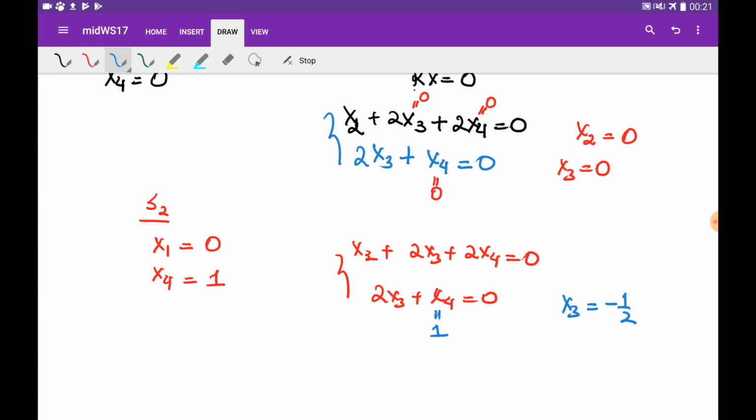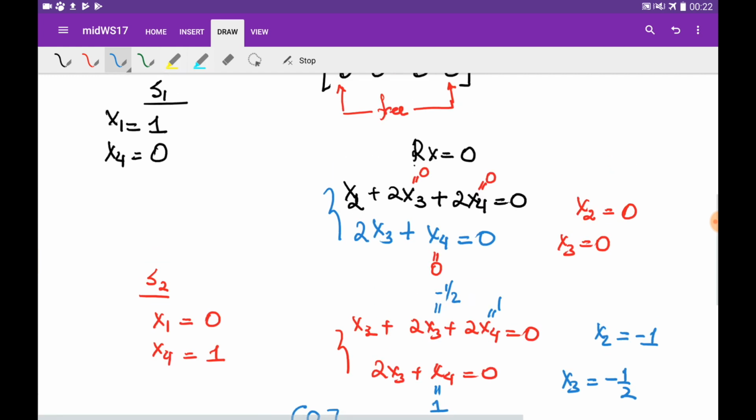Right? So if I substitute here minus 1 over 2, it's going to be minus 1. If I substitute the 1 here, we can obtain that x2 should be equal to minus 1 plus 2, it's plus 1, minus 1 actually. So if I substitute x2 to be equal to minus 1, I will get 0. So the second special solution is equal to 0, minus 1, minus 1 over 2, and 1.